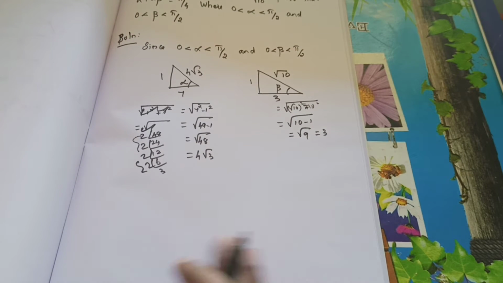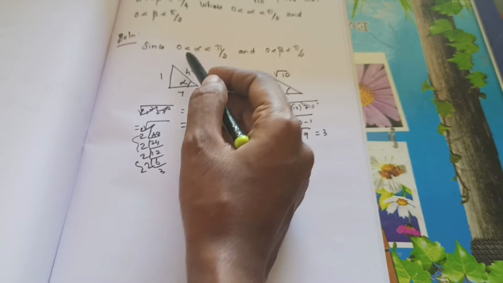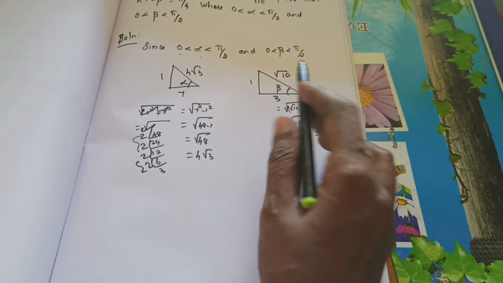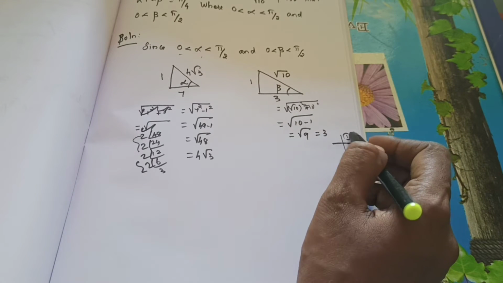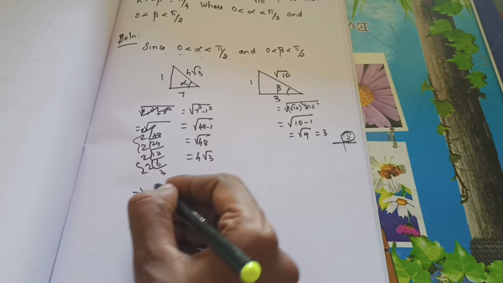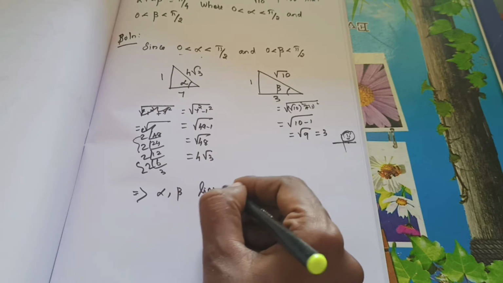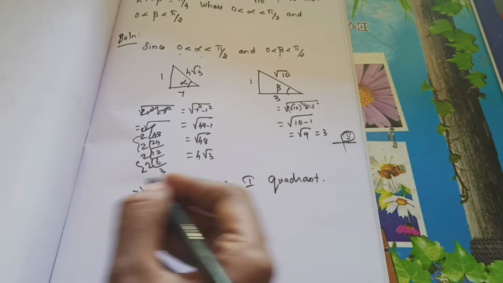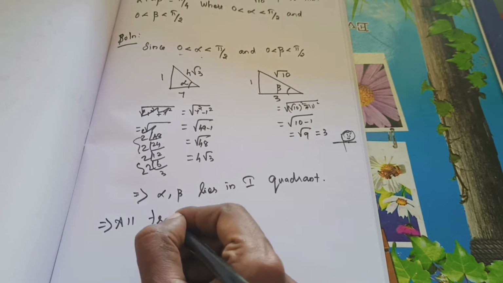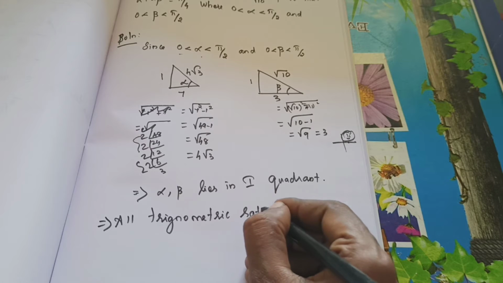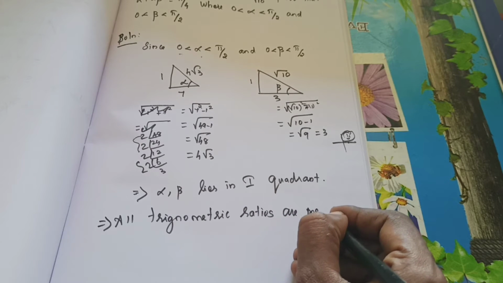Okay, so now we know all the values. Here tan alpha, see the quadrant, 0 is less than alpha less than pi by 2. That means pi by 2, 90 degree, it lies in the first quadrant. Here also pi by 2, so it lies in the first quadrant. In the first quadrant all the values are positive, correct? Therefore alpha and beta lie in the first quadrant, which implies all trigonometric ratios are positive.